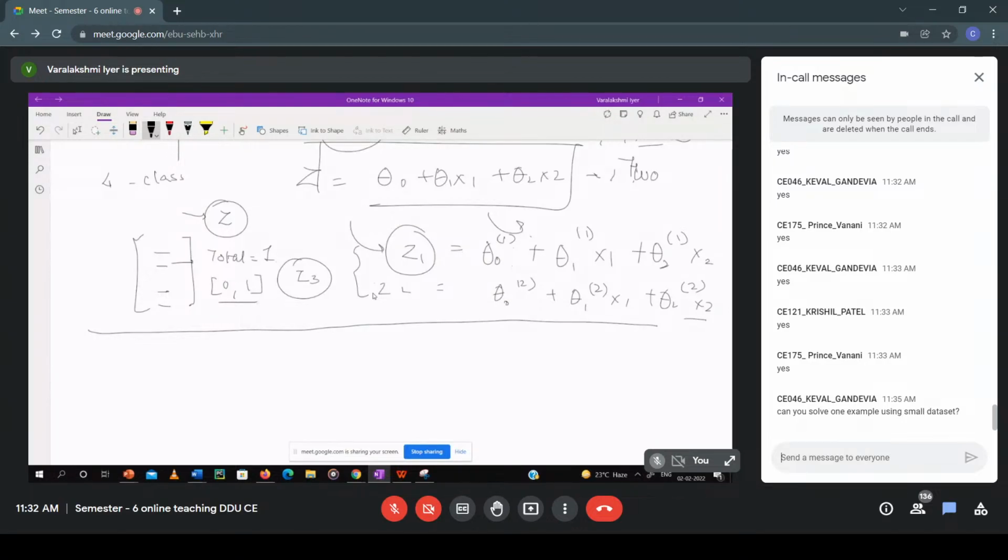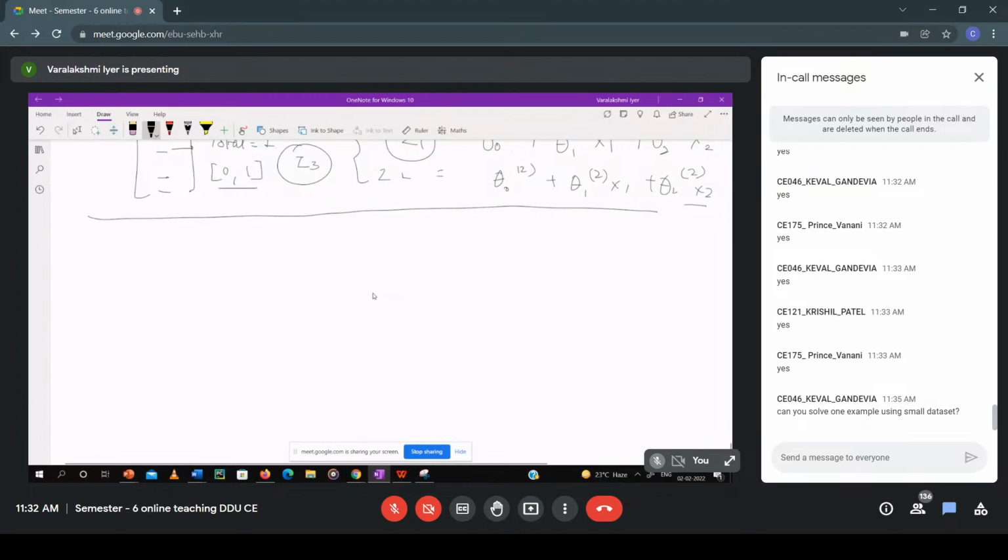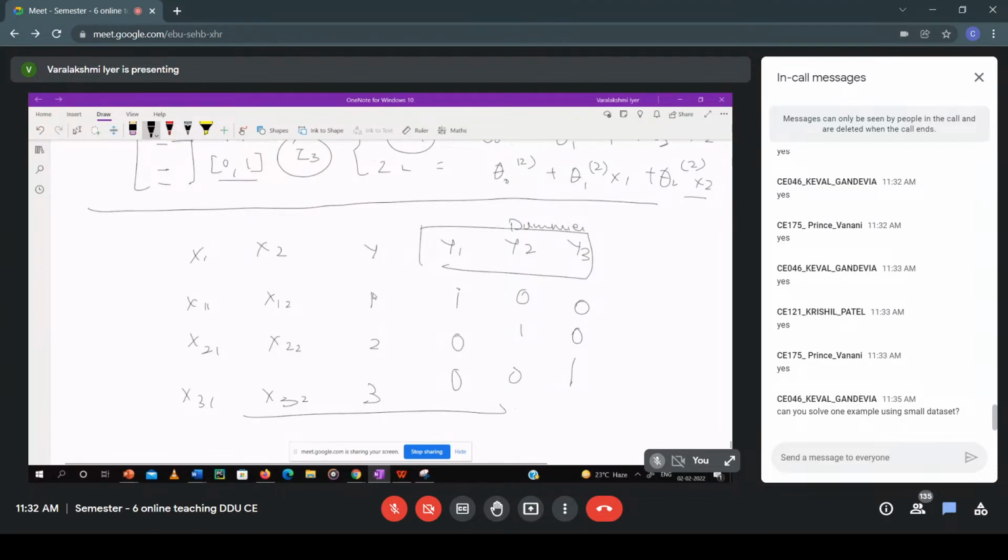Can you please solve one example with data set? Okay. Wait. So just take an example. For example, x1, x2. There is y. There is y1, y2, and y3. Suppose for x1 we have x11, x12, x21, x22, x31, x32. And we are trying to classify into 3 classes, 1, 2, and 3. So here, what will be the case of the dummies that we are creating? The dummies that we are creating here will be something like this: 1, 0, 0, 0, 1, 0, and 0, 0, 1. Okay, this is what your data set will be of the form.